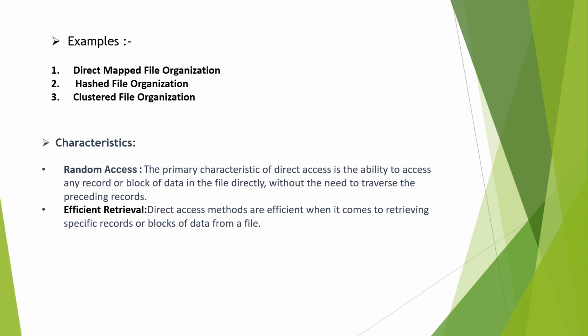Examples of direct access method: direct mapped file organization, hashed file organization, clustered file organization. Coming to the characteristics, random access. The primary characteristic of direct access is the ability to access any record or block of data in the file directly without the need to traverse the preceding records. So in direct access, we can directly access any record in a file without having to traverse the entire file sequentially. So random access is one of the main characteristics of direct access.